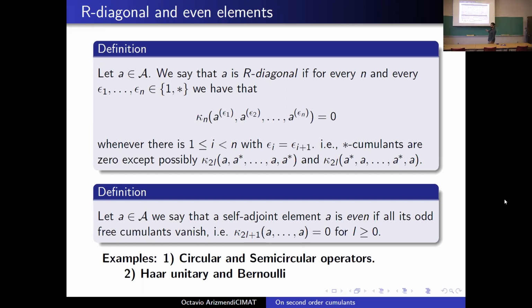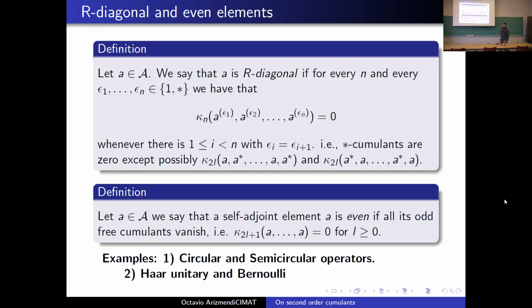Two examples which we should have in mind are the semicircular operator and the circular operator. Semicircular comes from the central limit theorem and gives the Catalan numbers. It's an element whose even moments are Catalan numbers, and the odd moments are 0. And what is a circular operator? I take a semicircular and add i times another free semicircular, and you will see that it satisfies this relation easily.